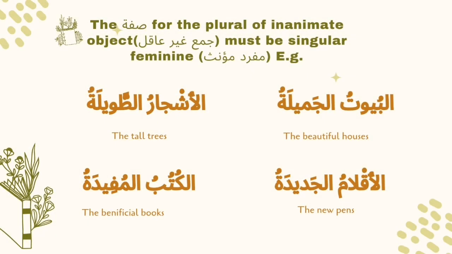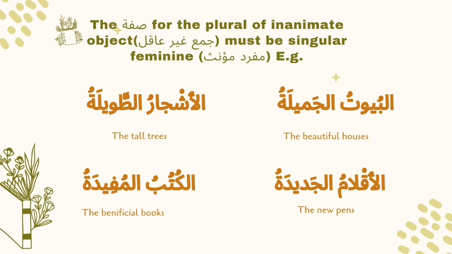The sifa for the plural of inanimate objects, جمع غير عاقل, must be singular feminine, مفرد مؤنث. For example, البيوت الجميلة. The singular form of buyutun is baytun and the plural form of jamilatun is jamilatun. البيوت الجميلة, the beautiful houses. We can see that the 2 words are only agreeing on 2 aspects, the ta'arif wa tankir and the i'rab.